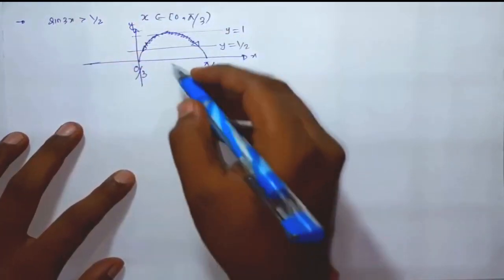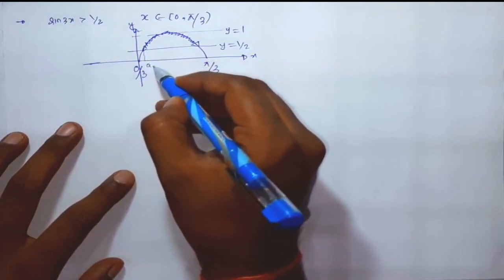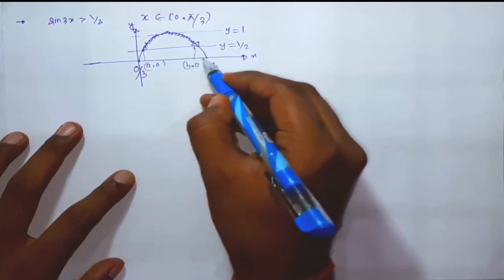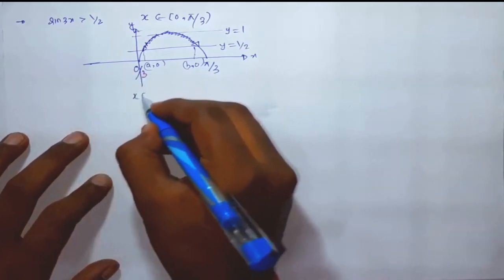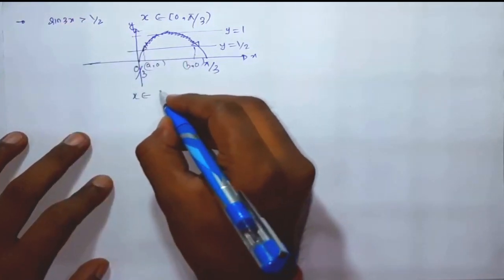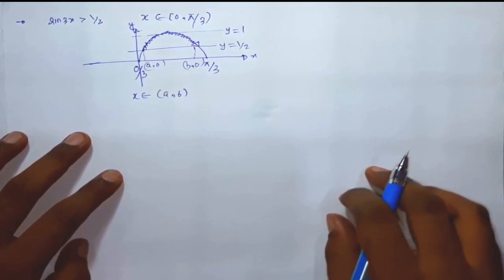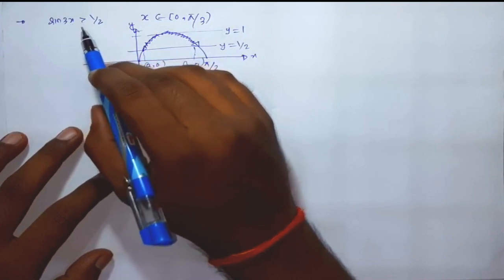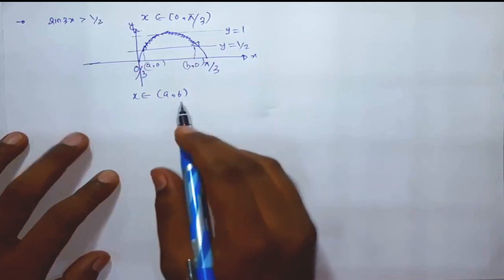So we need to calculate the values of x like this is a comma 0, this is b comma 0. So we need to calculate the values of a comma b. So simply we can say the values of x for which this inequality will be satisfied will be like a to b, and a and b will not be included because this inequality is strict. I mean sin 3x is strictly greater than 1/2. No equality sign is there. Okay, so how will we calculate the values of a and b?